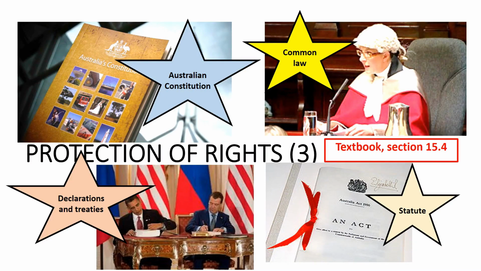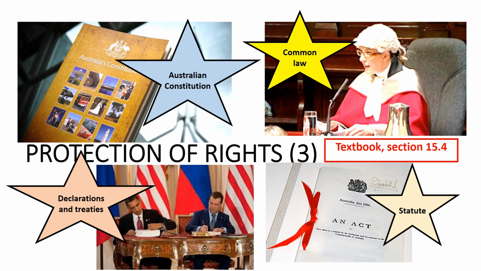This is the third video in our series of 4 videos looking at how rights are protected in Australia. As we've seen, there are 4 ways in which rights are protected in Australia. Firstly, by statute. Secondly, by the common law. Thirdly, by the Australian Constitution. And fourthly, through international declarations and treaties. In this video, we are looking at how rights are protected by the Australian Constitution.